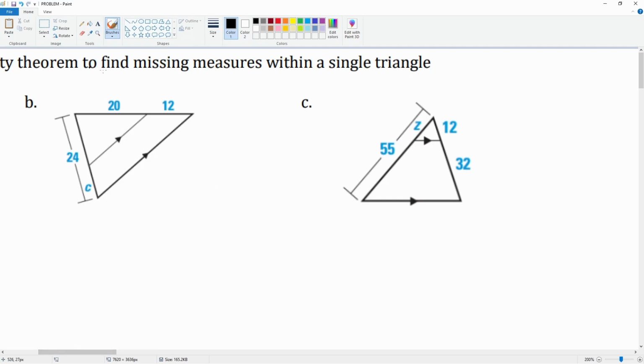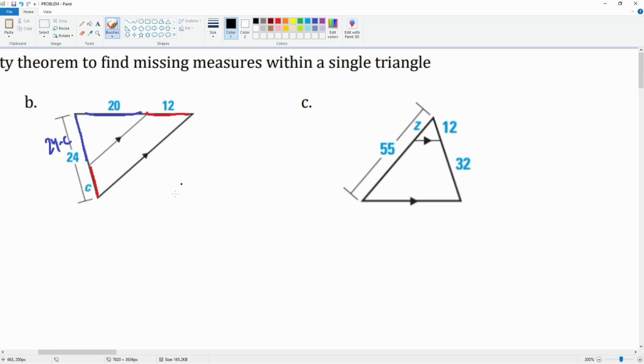Next, we have the left side ratio and the right side ratio. Notice this entire length is 24. So this small piece is 24 minus C. Let me write this right here. 24 minus C. I want to make this blue, then I'm going to make this red. This is going to be red, and then this is going to be blue.